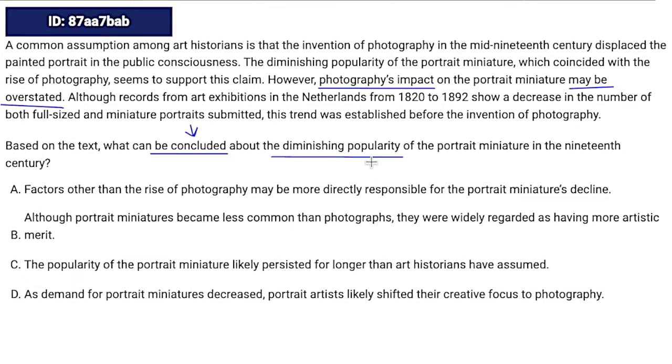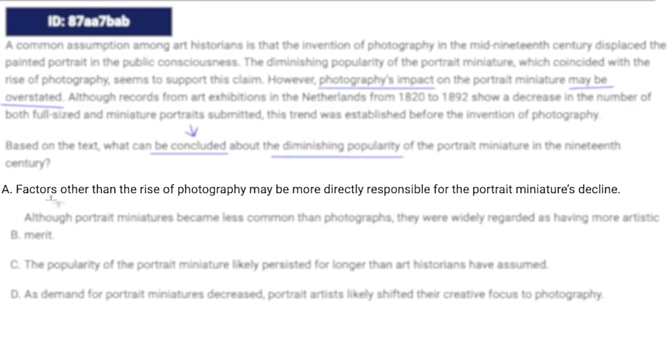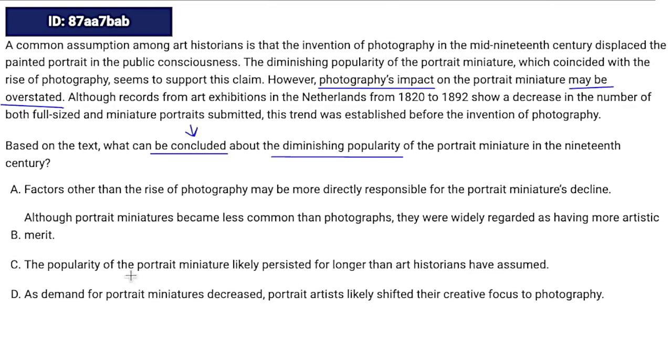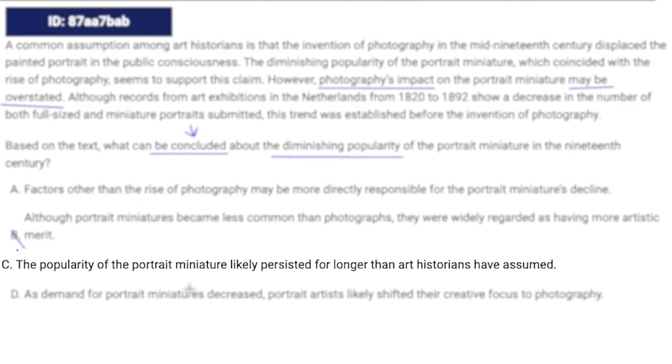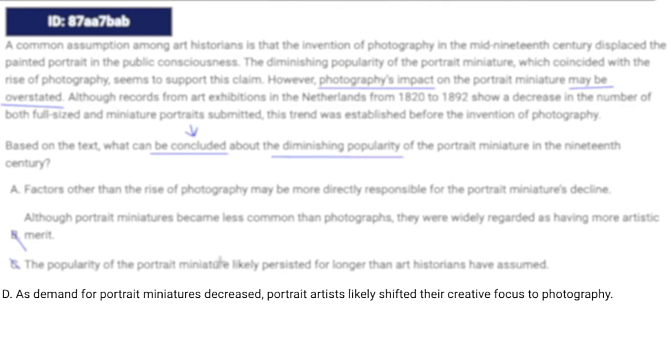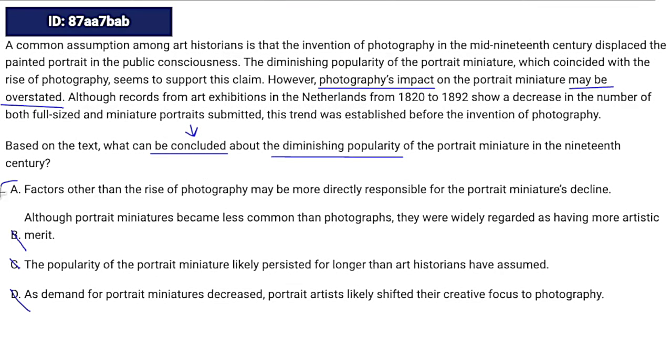Photography's impact may be overstated. Factors other than the rise of photography may be more directly responsible. That would go in line with photography being overstated. Although portrait miniatures became less common, they were widely regarded as more artistic. No, that doesn't line up. The popularity likely persisted for longer than we've assumed. No, that's not my anticipation. As demand decreased, portrait artists shifted their focus. Nope. So A lines up with what I just said.